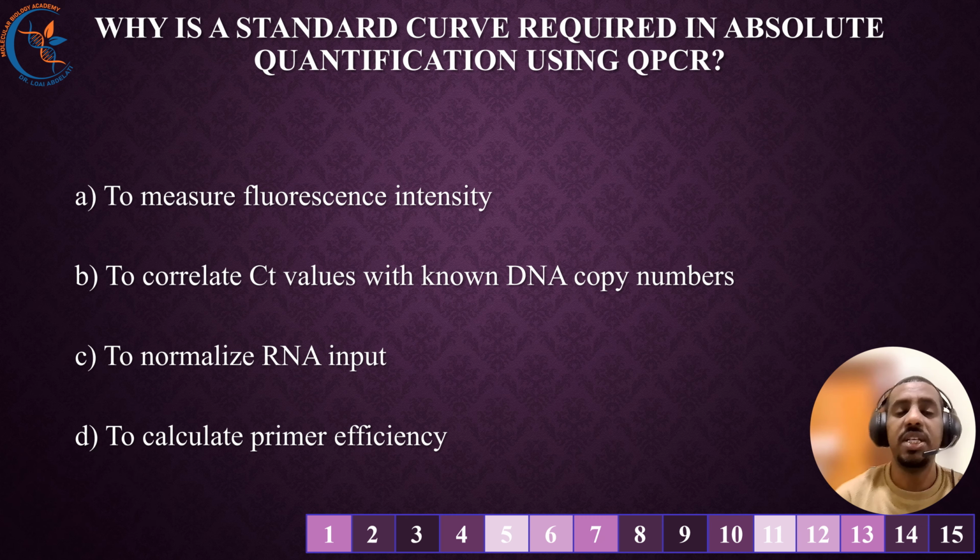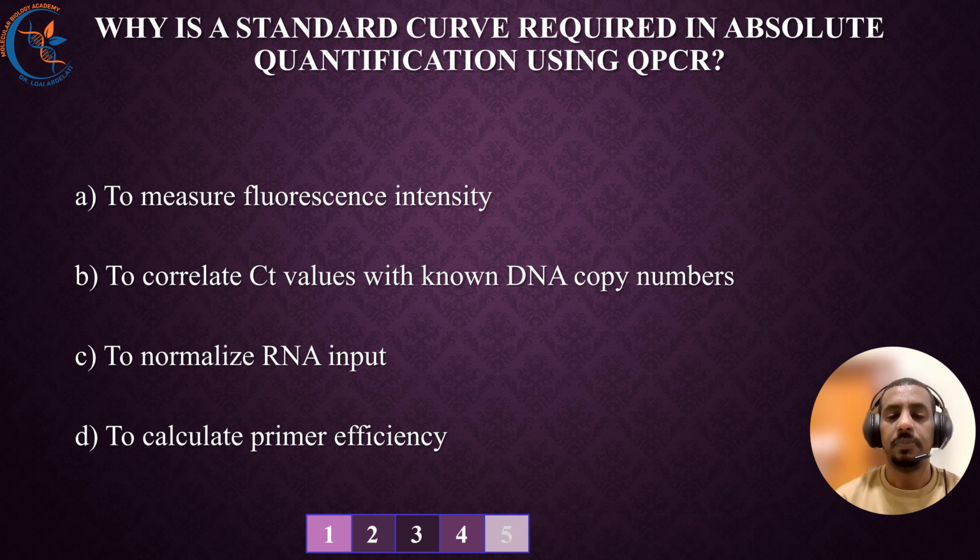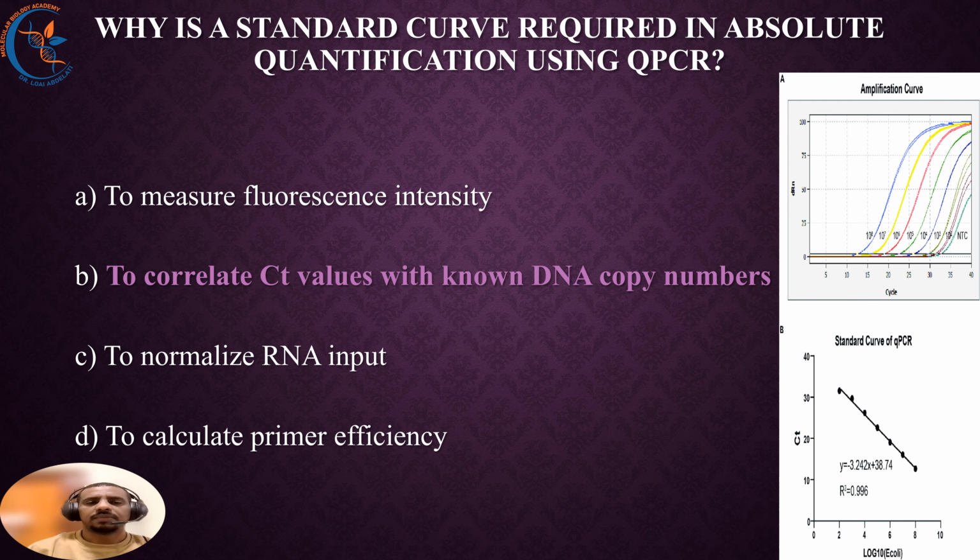All right, the next question here. Why is the standard curve required in absolute quantification using qPCR? The correct answer is to correlate CT values with known DNA copy numbers.